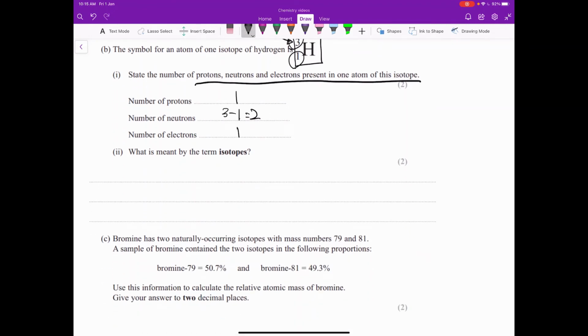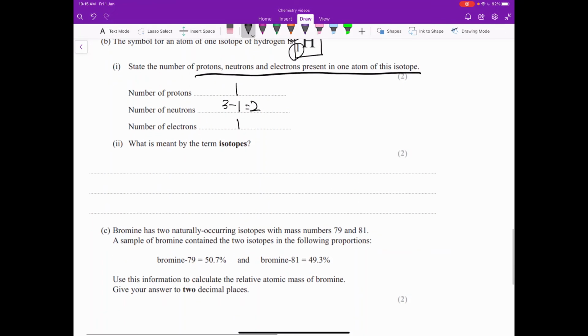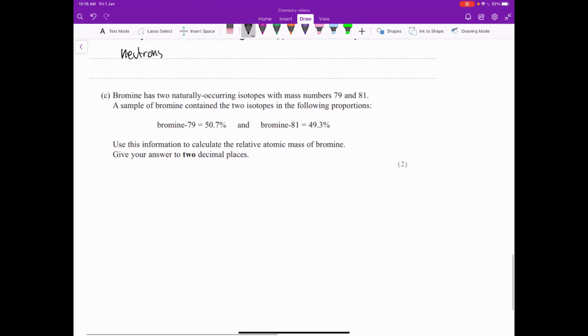What is meant by the term isotopes? Atoms of the same element with different numbers of neutrons. Here you go.